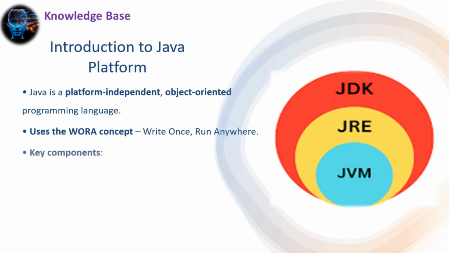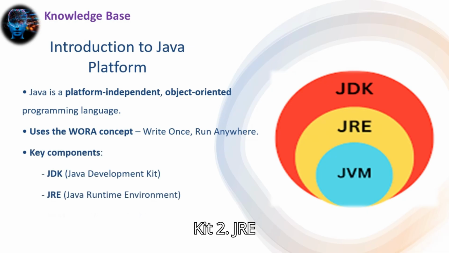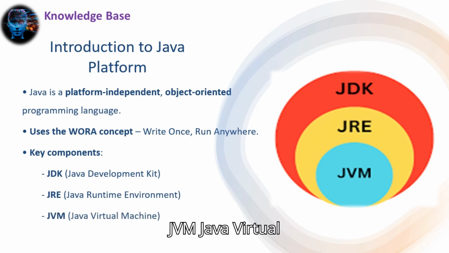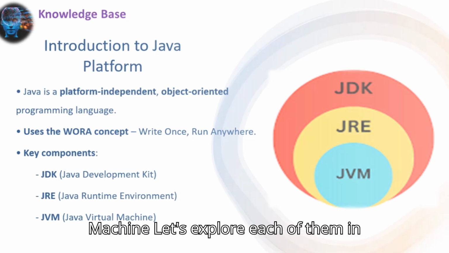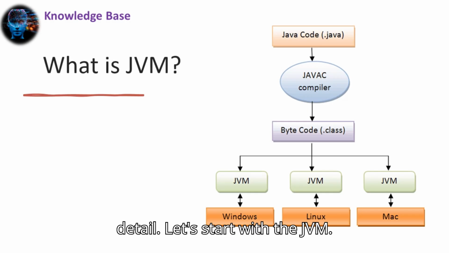1. JDK, Java Development Kit. 2. JRE, Java Runtime Environment. 3. JVM, Java Virtual Machine. Let's explore each of them in detail. Let's start with the JVM.